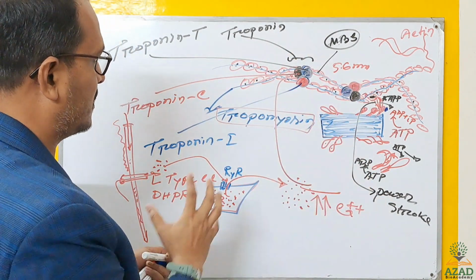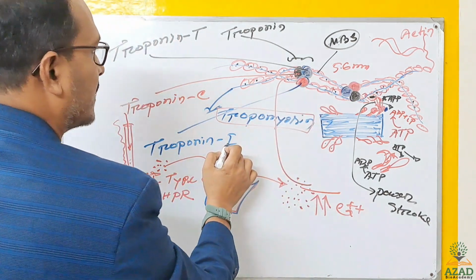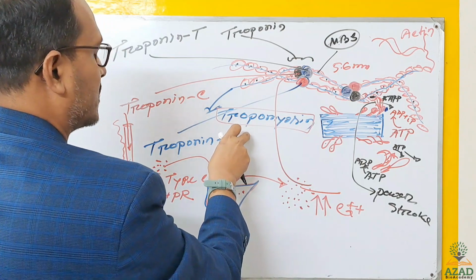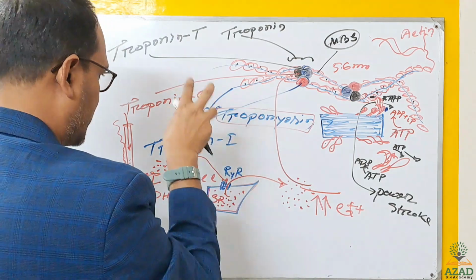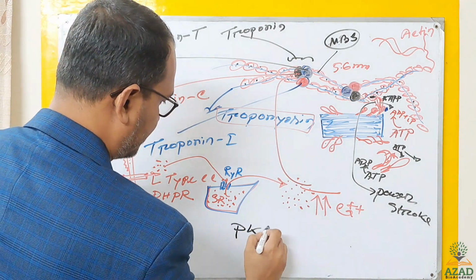But here is some additional information: the inhibitory function of troponin I can also be suppressed by PKA.